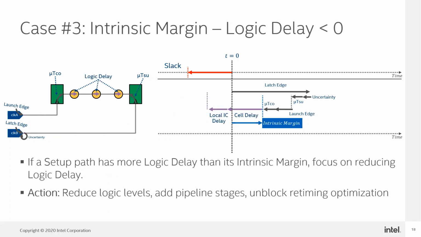Next, if intrinsic margin minus logic delay is negative, then we know to focus on the cells, because even without any wires on the data or clock paths, we're already failing. So in this case, we should focus on restructuring our design to reduce the logic levels or add pipeline stages to the path, or unblock register retiming optimization.